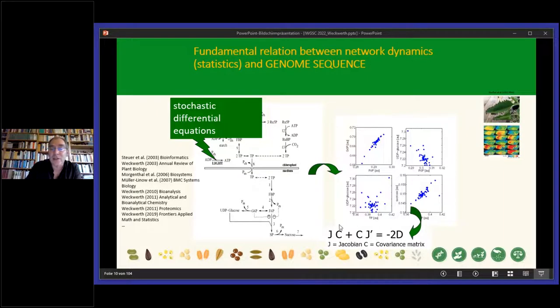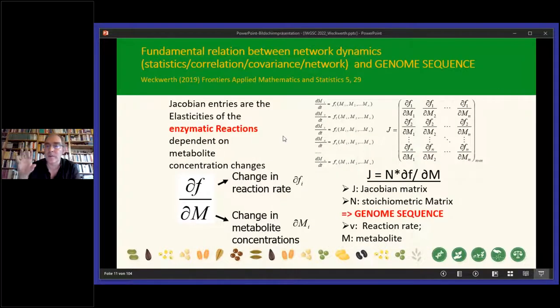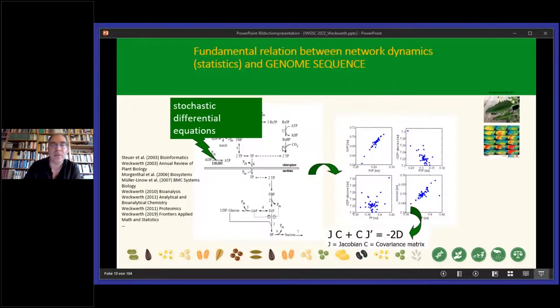So what this equation combines is, on the one hand, the covariance. C is the covariance of the data. On the other hand, the Jacobian, which is a controlling regulatory matrix of the system. So what is the content of the Jacobian? It's a linearization of the system at a steady state. And the entries are changes in reaction rates relative to changes in metabolite concentrations. And if you know these entries of the Jacobian, you know the perturbation of the metabolic network.